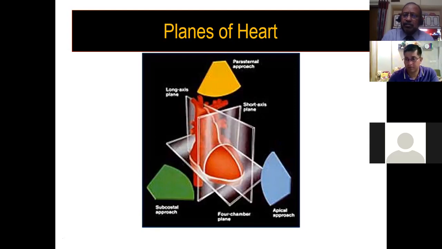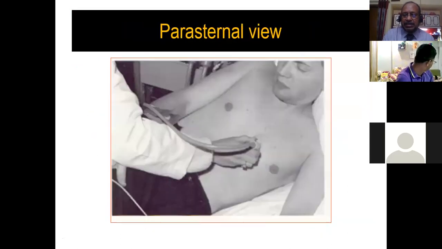Look at the bread. If you look at the bread, the bread has been transected in short axis view. You slice the bread in long axis view so that the whole loaf splits into two parts, and that's what the 4-chamber plane is.